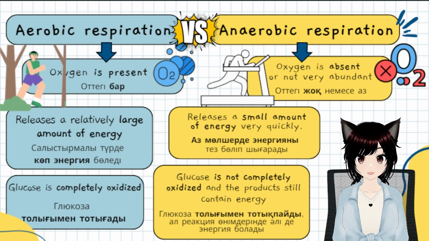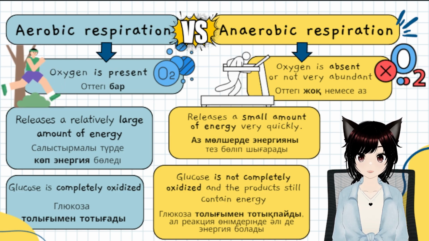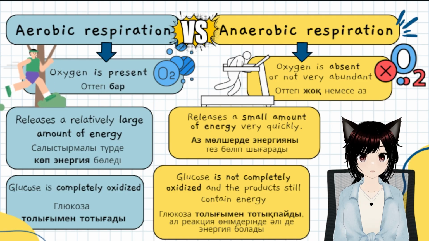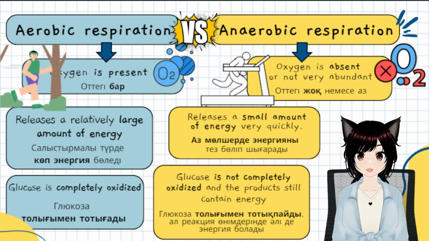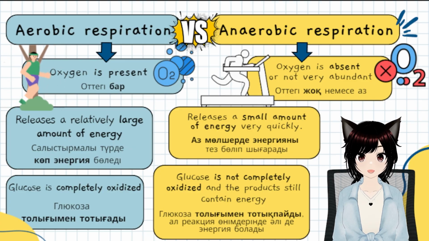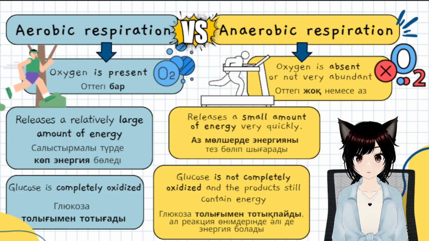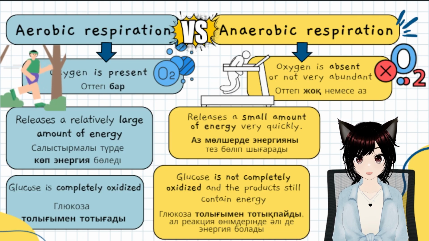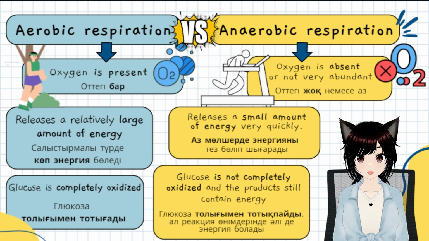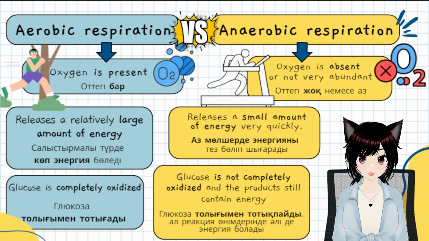Anaerobic respiration. This happens when oxygen is absent or in low supply. Because there is no oxygen, the glucose is not completely oxidized. The products, like lactic acid or ethanol, still contain energy. Therefore, this process releases a small amount of energy, but it does so very quickly, which is why our muscles use it for short, powerful bursts.